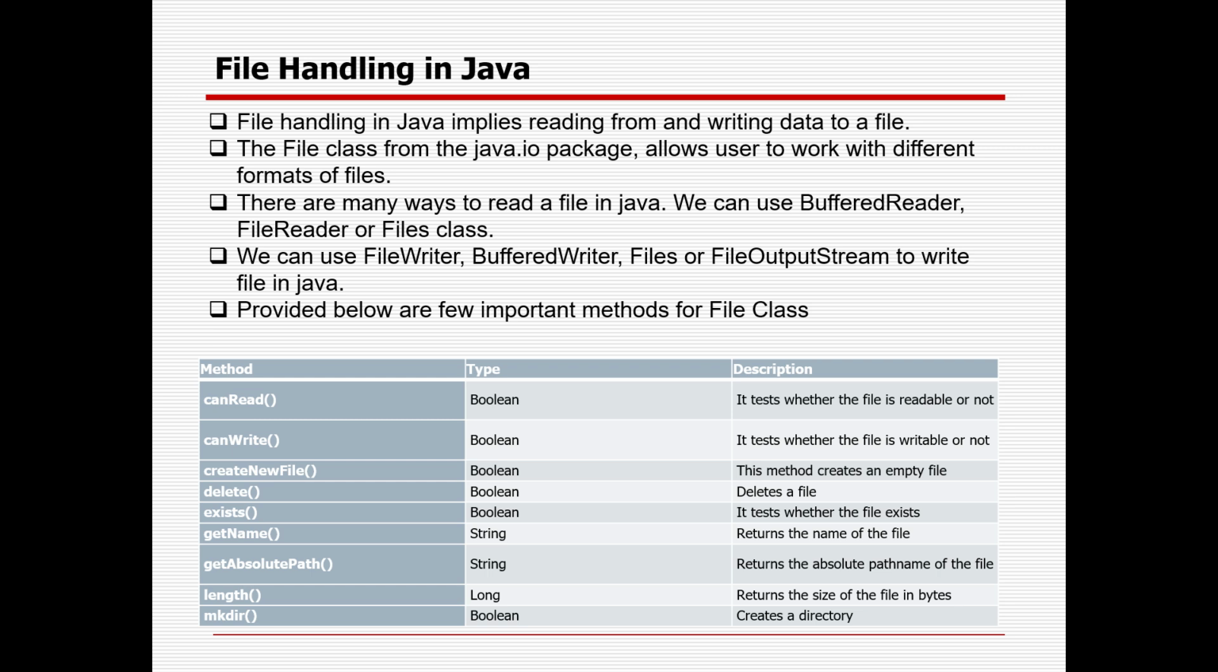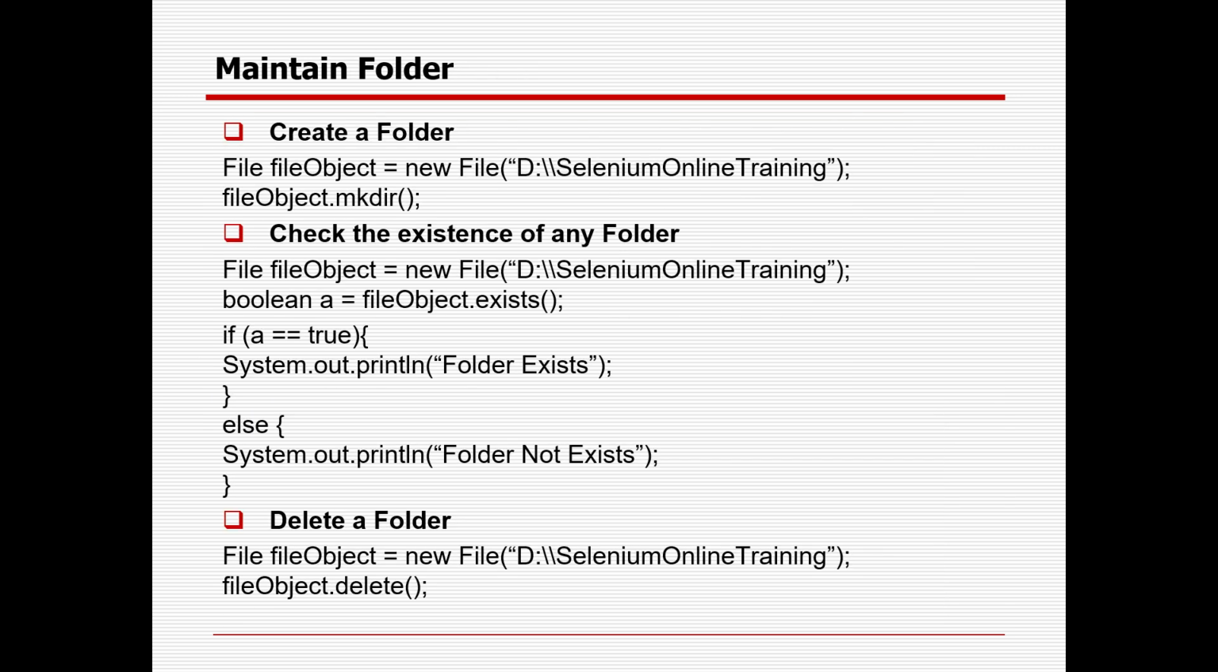You can check whether the file or the folder already exists with the exists method. You can get the name of the file with the getName method. You can get the absolute path as well with the getAbsolutePath method. You can create a directory or folder with the mkdir method, and you can get the length of the file in bytes with the length method. So we'll see how to first deal with the folder structure, and then we'll deal with the file.